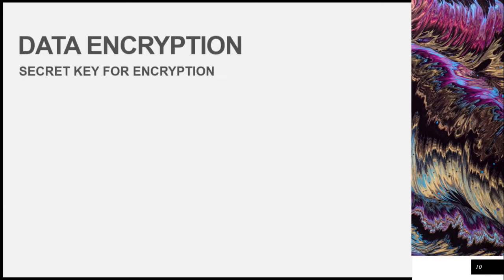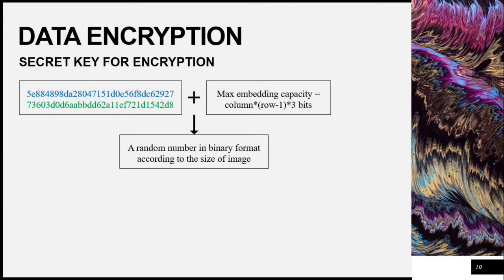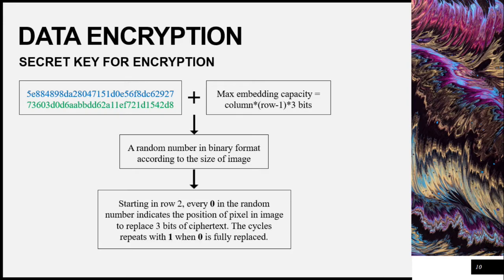Besides that, the digital signature will be combined with the number of available embedding capacity in the cover image to produce a random number. The random number will indicate the position of the pixels in the cover image to be encrypted with the secret message in the ciphertext format produced by AES encryption. Starting in the second row, for each 0 bit position in the binary format of the random number, the cycle repeats until all 0 bits are finished and then continues with the 1 bits. The first row of the cover image is used to encrypt the length of ciphertext and the header of the zip file.